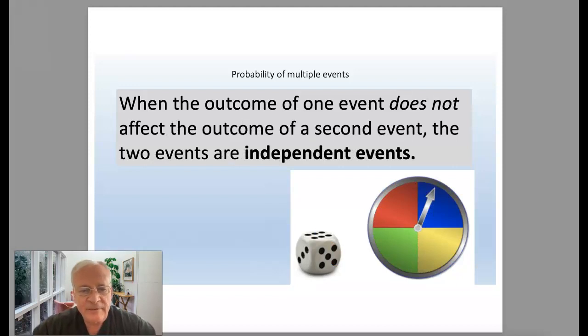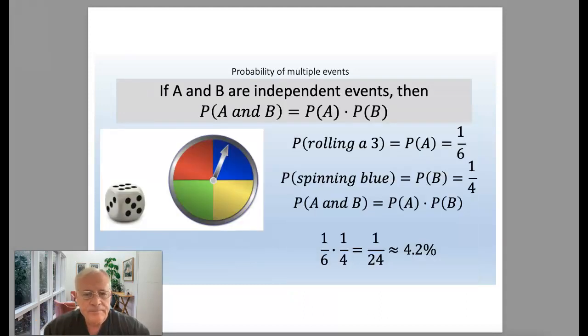When the outcome of one event does not affect the outcome of a second event, the two events are called independent. As an example, if I roll a dice and then spin the spinner, all right, the outcome of the dice roll does not affect the outcome of the spinner. Now, if A and B are independent events, one does not affect the other, then the probability that A and B both happen is each individual probability multiplied together.